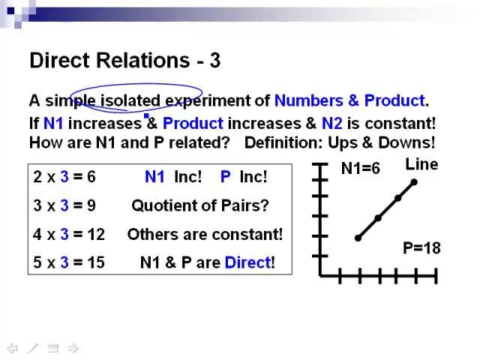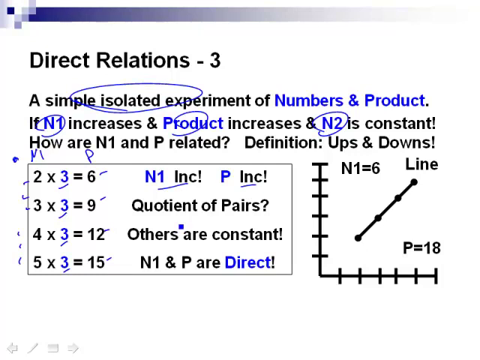Now let's look at an isolated experiment and some numerical values. In this particular case, here are our data pairs. Number 1, this first set of numbers, is increasing in value, and the product is increasing in value. That makes sense. And N2, the second number of the product, is constant, and that makes sense too because 3 is held constant here. So if we're talking about N1 and P, the product, both of them are increasing, so it's very likely a direct relationship.